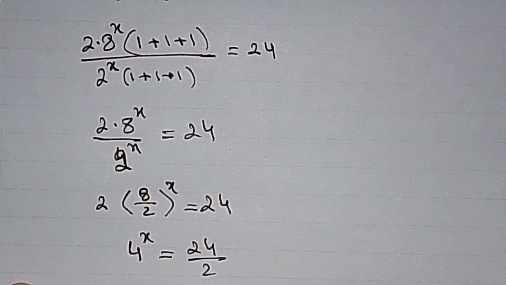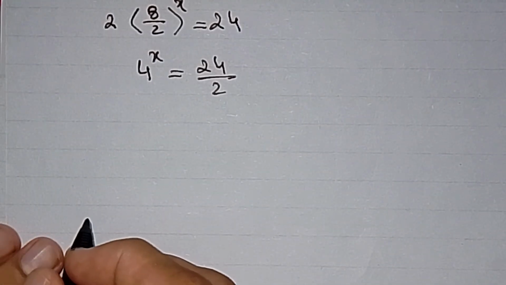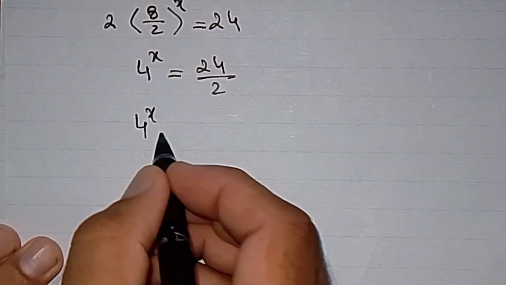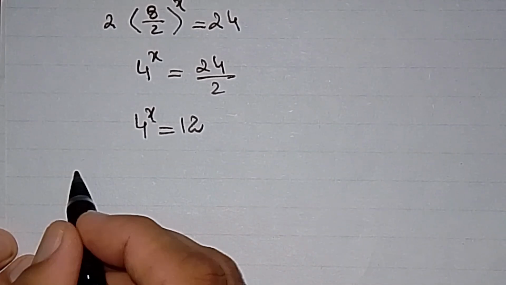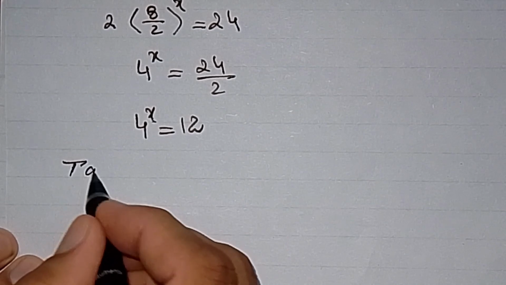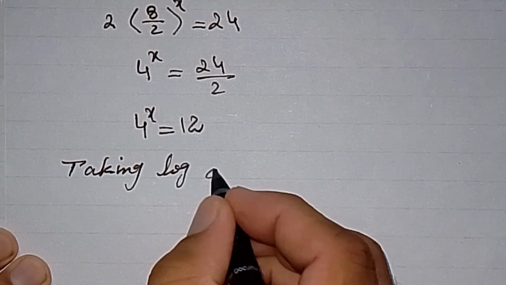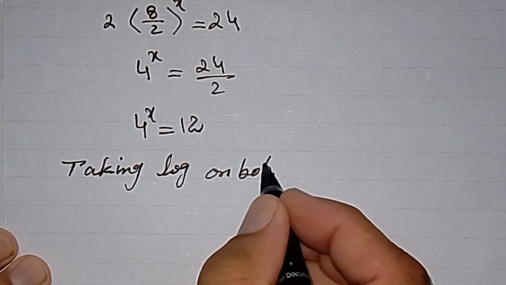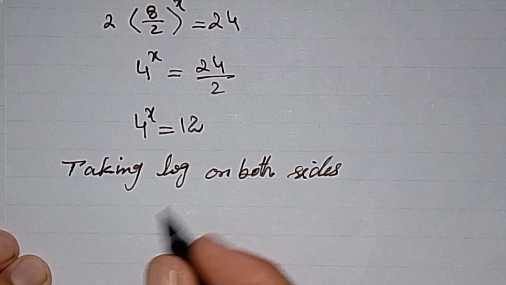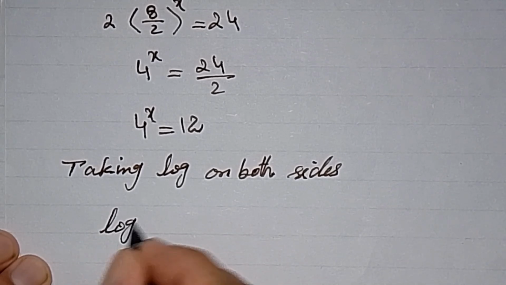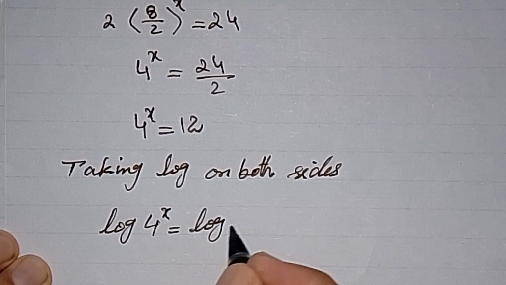2 comes here. Then 4 raised to the power x is equal to 12. Taking log on both sides. Log 4 raised to the power x is equal to log 12.